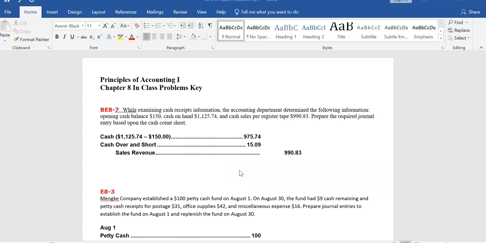All right, taking a look at some example problems from Chapter 8. We are working with petty cash and the cash account.